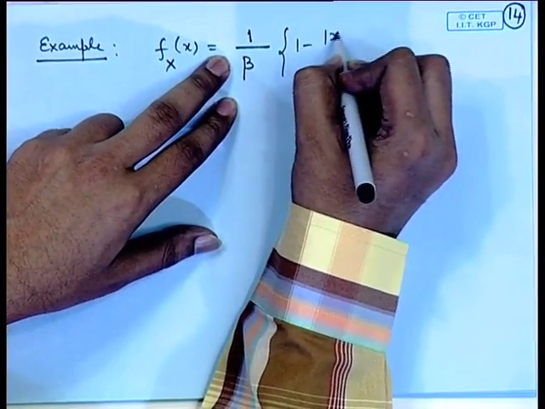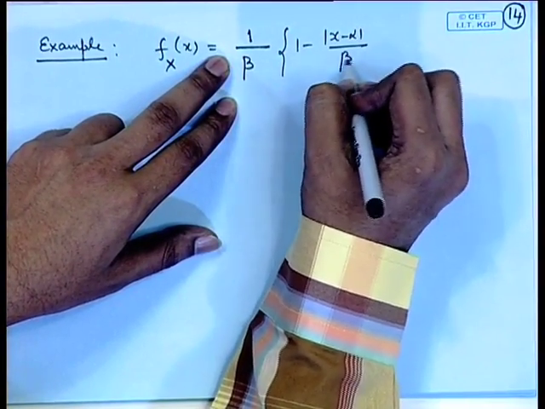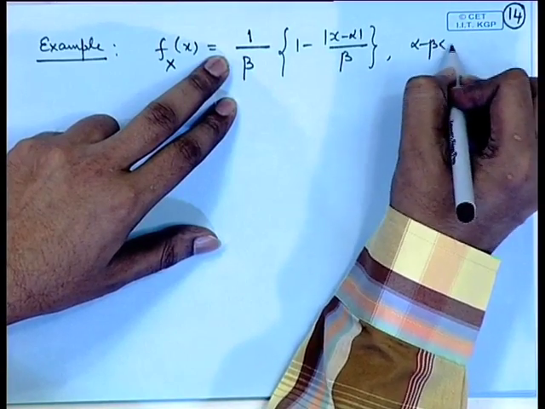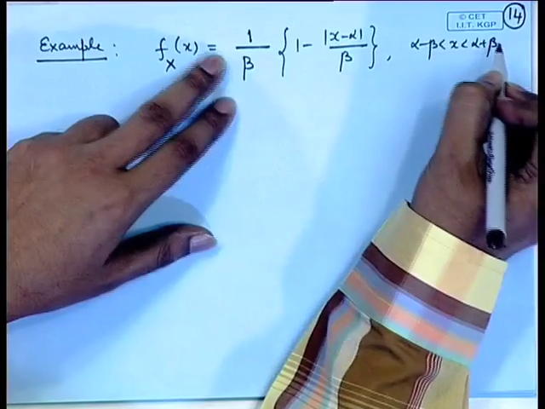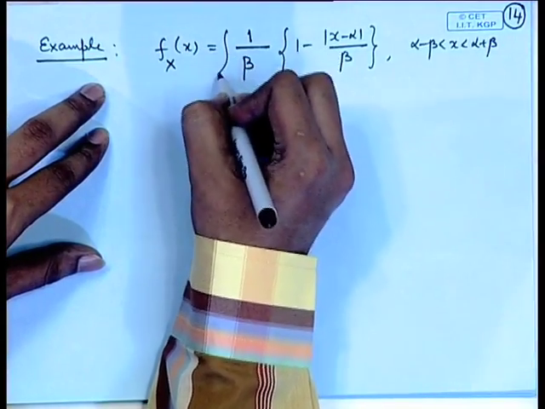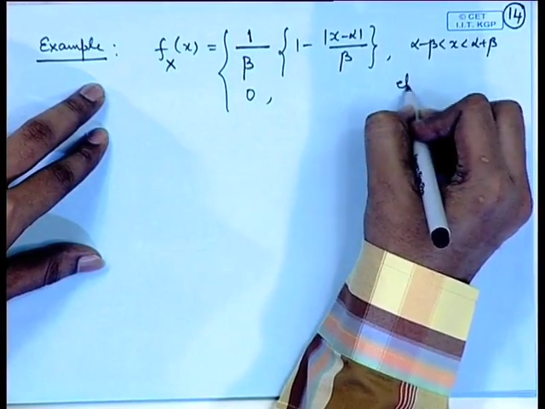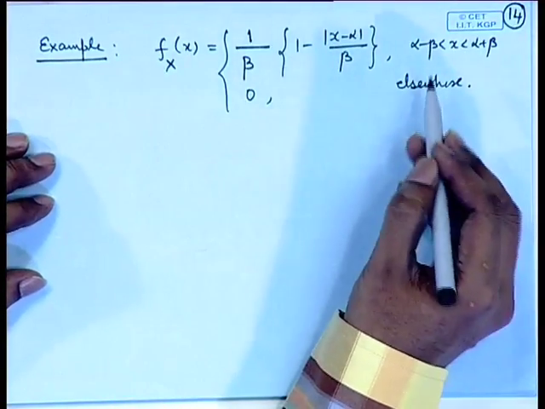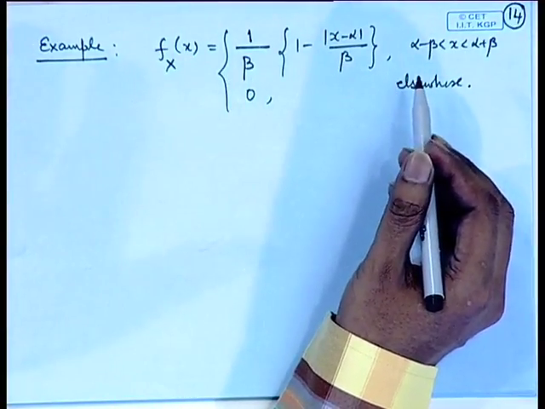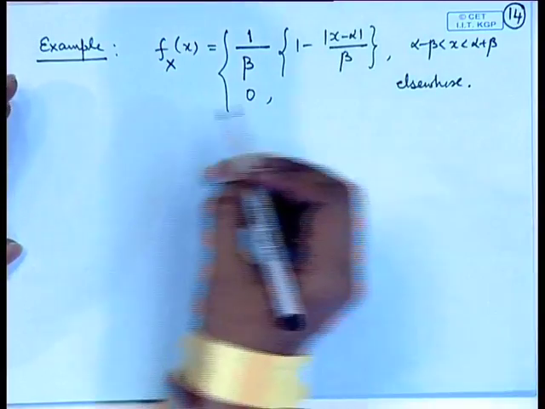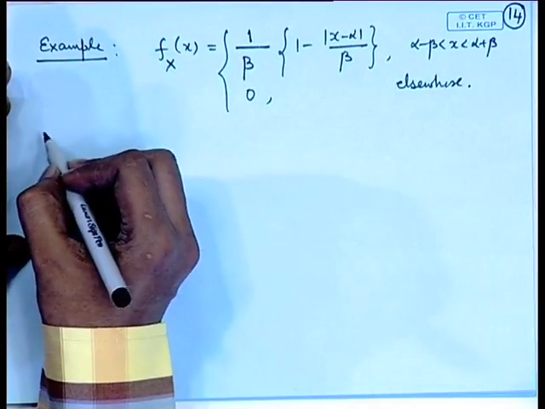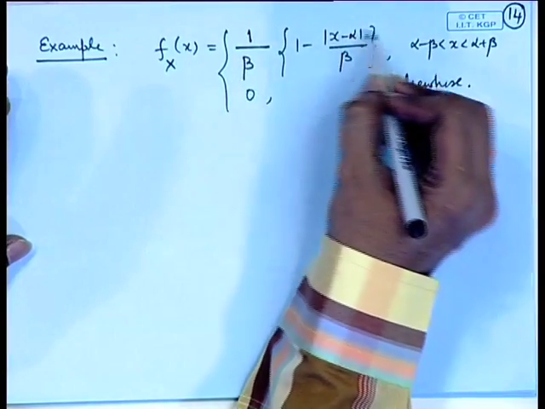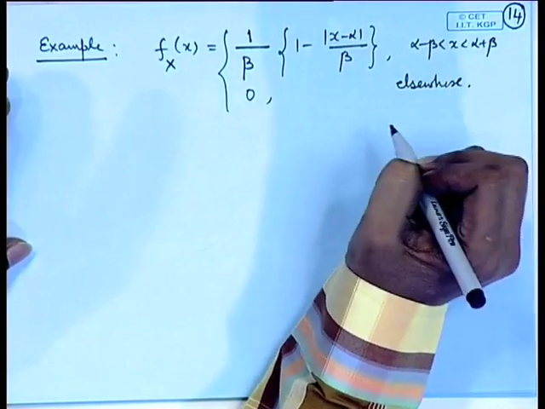one minus modulus of x minus alpha by beta. We will analyze various properties of this distribution. So, if we look at, say, what are the values of alpha and beta for which this is a valid probability distribution.